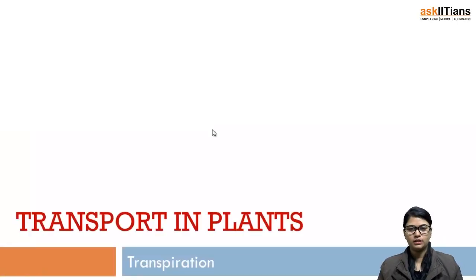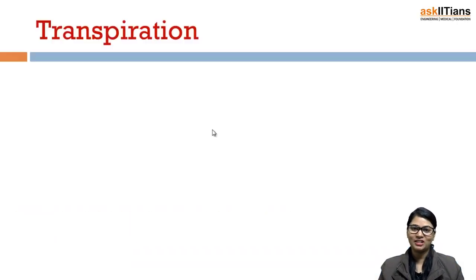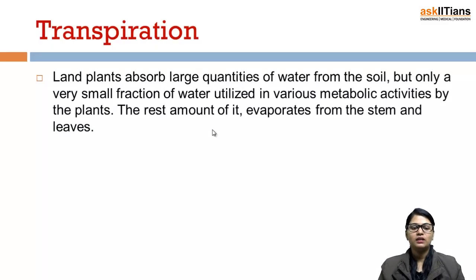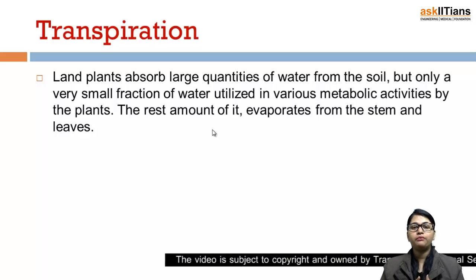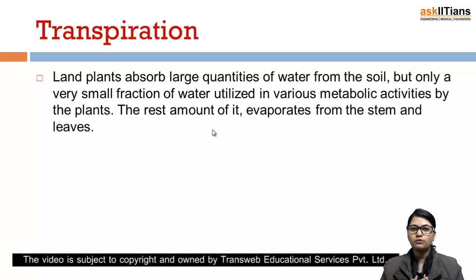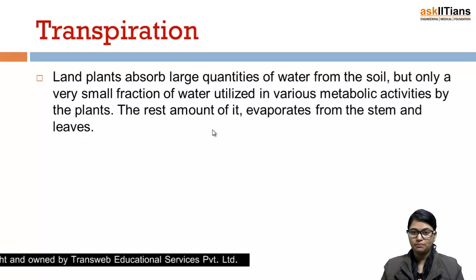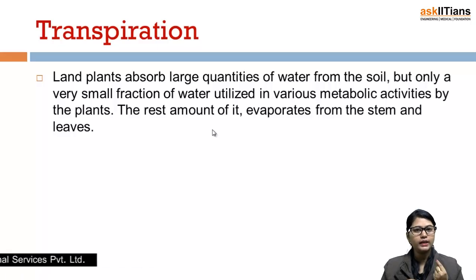Transport in plants. Now we are going through the topic transpiration. So let's begin with transpiration. Before starting, let me tell you one fact: out of the large amount of water that is being absorbed by the roots of a plant, only a fraction is being used for the various metabolic activities, and the rest will be evaporated into the atmosphere.